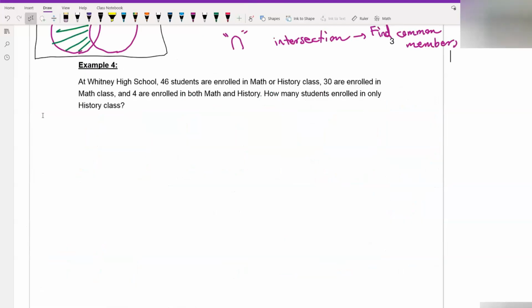In a high school, we have 46 students enrolled in math or history class. 30 are enrolled in math class only, and 4 are enrolled in both math and history. How many students are enrolled in only history class? So I'm going to first use variables for math and history. I'm using M for math and H for history.